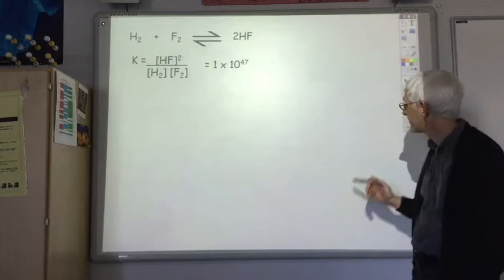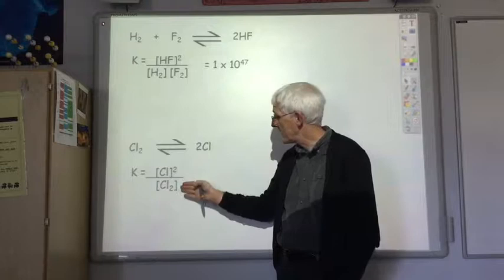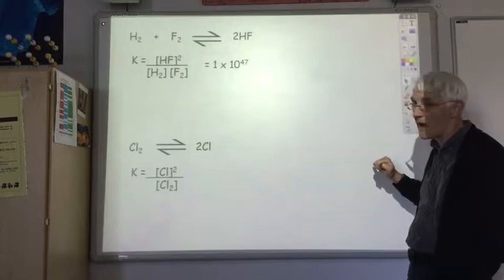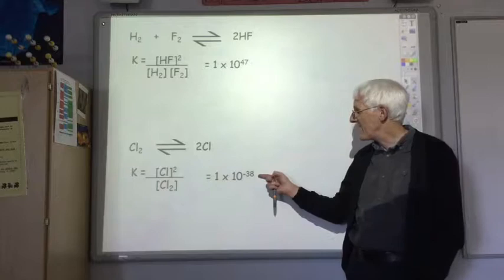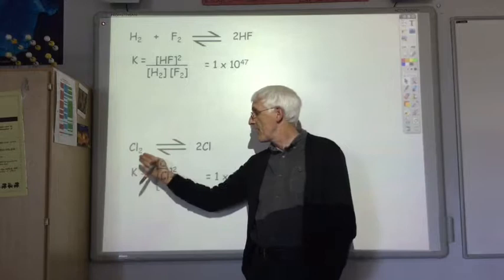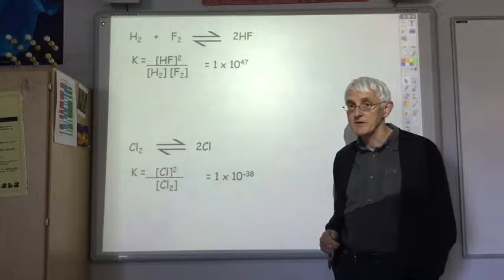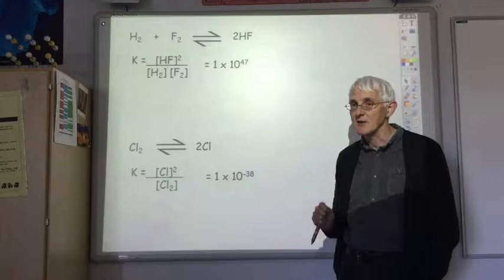In this reaction, however, K is Cl squared divided by the concentration of chlorine, and under standard temperature and pressure, the equilibrium constant for this reaction is 1 times 10 to minus 38. Very, very small, which means that we've got a lot more Cl2 than we do Cl. So the equilibrium lies way over to the left. We have lots of reactant and very little product produced. You'll notice that there's no units for the equilibrium constant. So make sure you never put any units in for the equilibrium constant. It's a constant, it doesn't have any units.